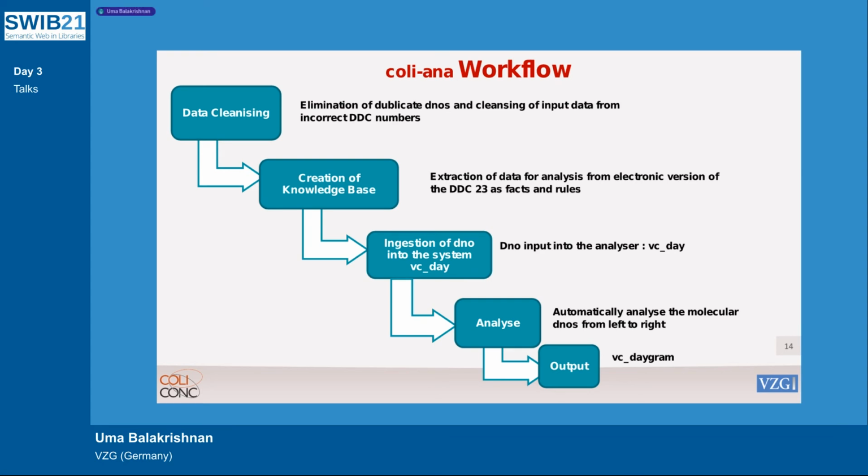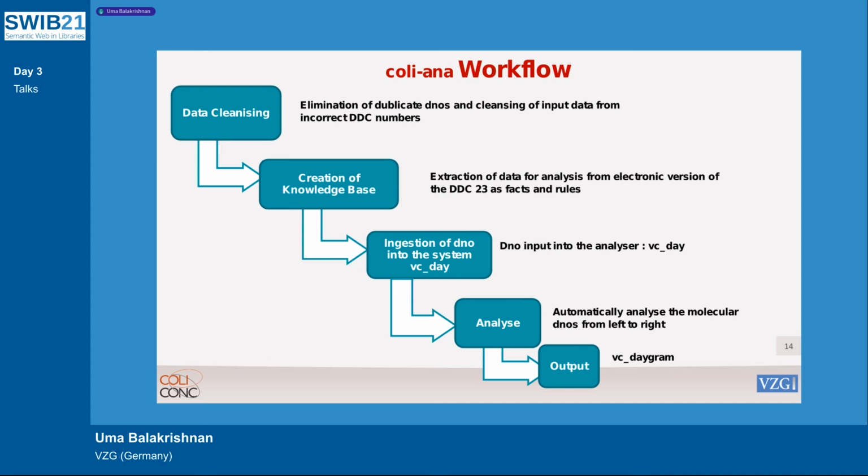Yeah, so a brief look at the coli-ana workflow. I've tried to sketch it out in a simple form, so I hope this gives you an idea of how it works. Any input data, DDC numbers we get from any source, basically goes first through a data cleansing process. All the duplicate DDC numbers and incorrect DDC numbers are eliminated. Then a knowledge base is created from the electronic version of the DDC. In this case, edition 23 was used, and only the data that is needed for analysis is extracted from the version, converted into the internal format and stored as facts and rules in the knowledge base.